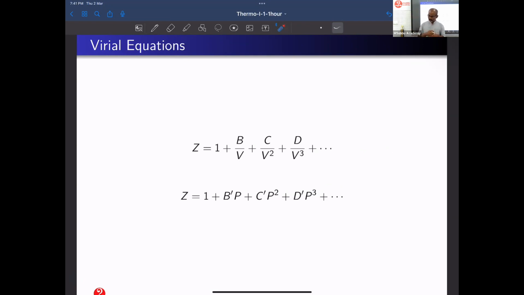Okay, next model about equations of state is the virial equations. Of course, we will be writing this Z as a polynomial of V or P.